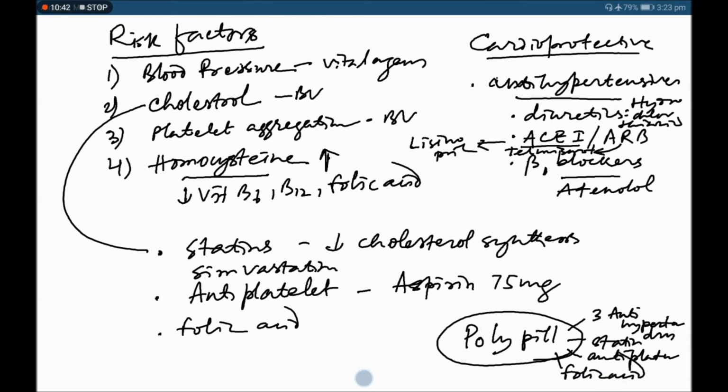So this polypill will act as a cardioprotective because it will reduce the risk factors which can cause the cardiovascular diseases.